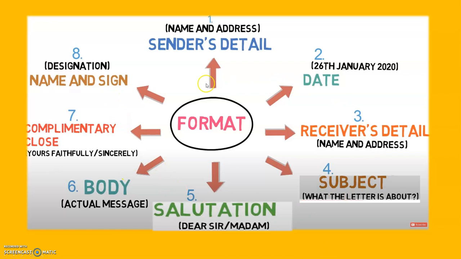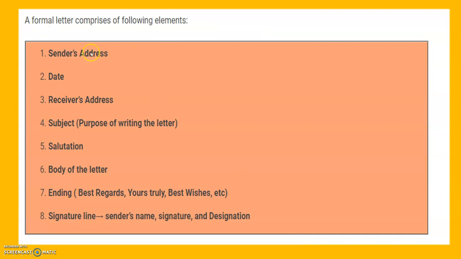Okay. So how many points are there, children? You can see there are 8 points in a formal letter. We can revise that again. A formal letter comprises the following elements. How many? 8 points. What are they? Sender's address, date, receiver's address, subject, purpose of writing the letter, then salutation, body of the letter, then the ending: best regards, yours truly, whatever, best wishes. See the yours truly spellings also. Very important. And after you write yours truly, yours faithfully, there should be a comma. Okay. And signature, last your sender's name, your signature there. Okay, so the 8 points are there.